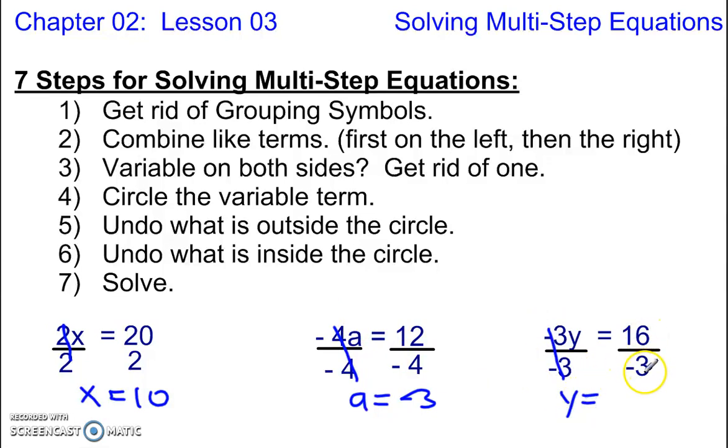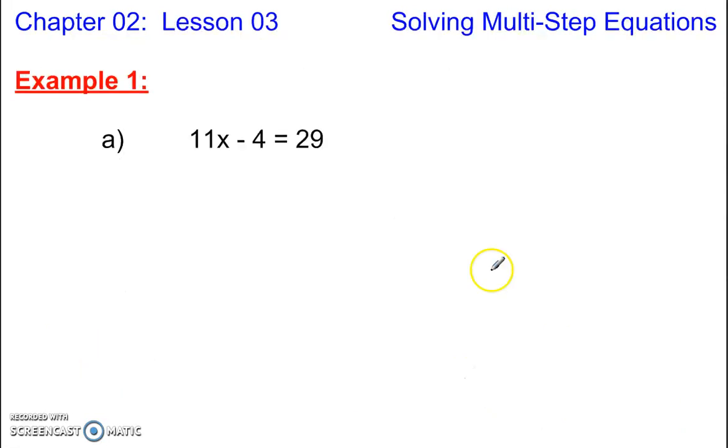And 16 divided by negative 3, my answer is going to be negative. 3 goes into 16 5 times. That's 15, so it leaves a remainder of 1/3. I would recommend you practice working with fractions. It's at times easier than using decimals and more accurate.